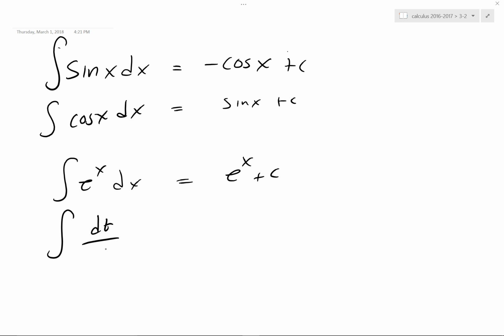Don't let it freak you out. We used t. The answer is just ln of t plus a constant, right? So we've done all those ones, okay?